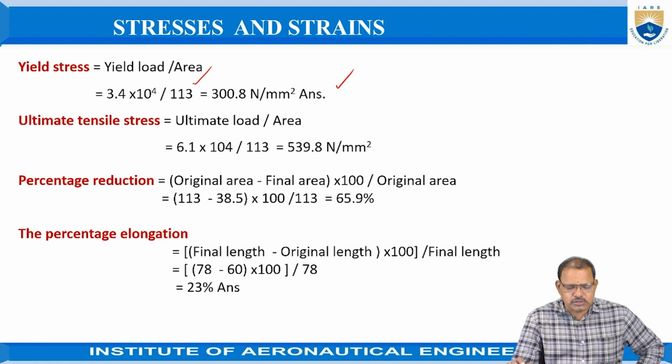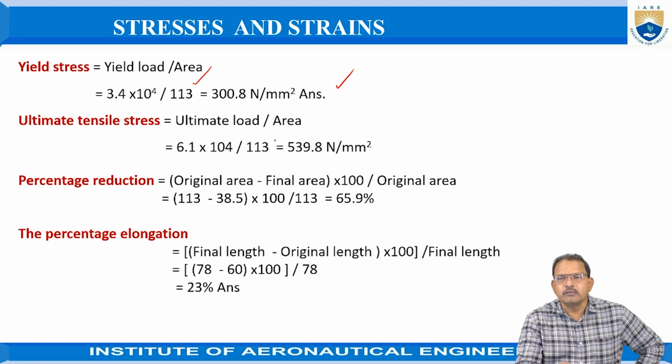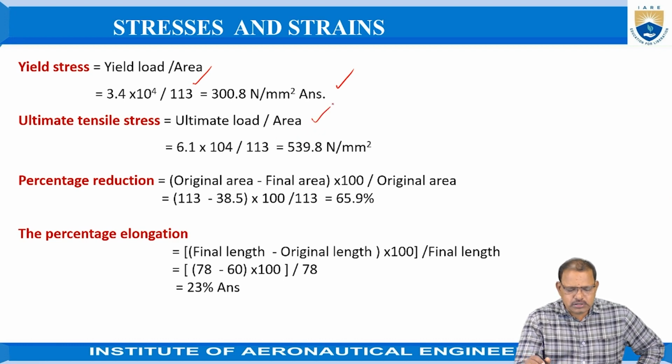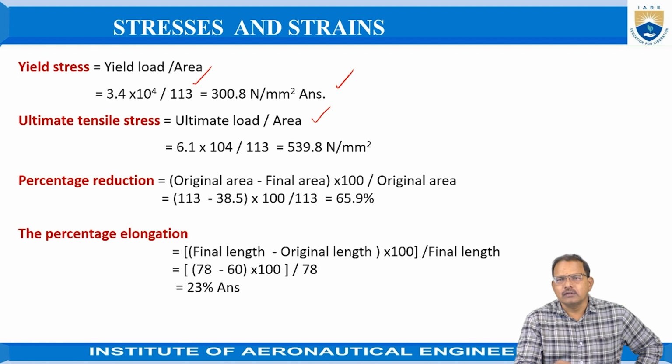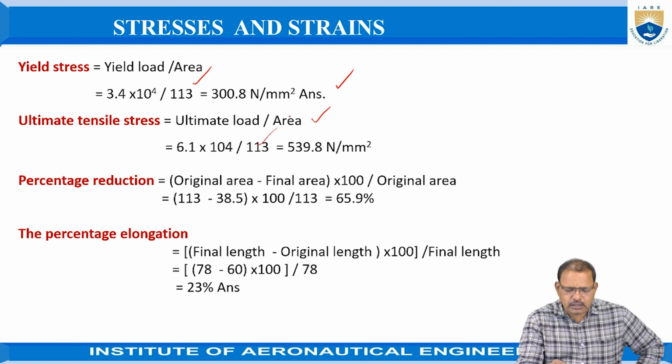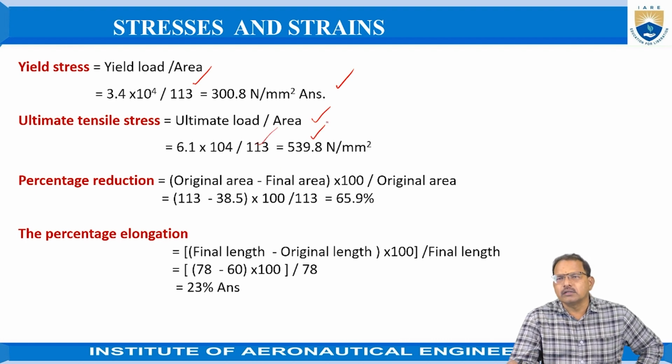Ultimate tensile stress is equal to ultimate load divided by the area, which is equal to 6.1 into 10 to the power of 4 divided by 113, and doing the calculation we get 539.8 Newton per mm square.